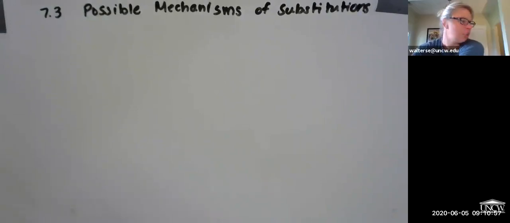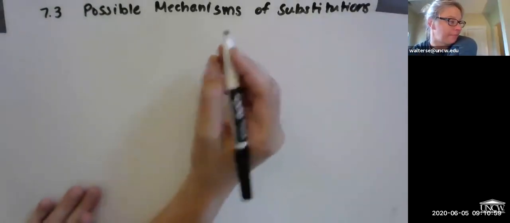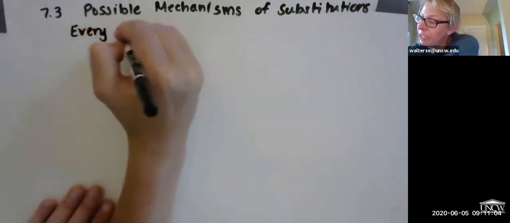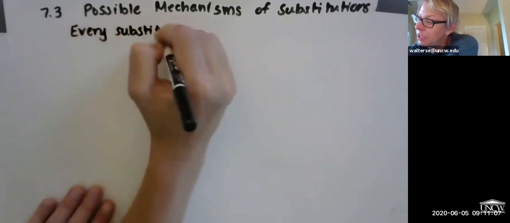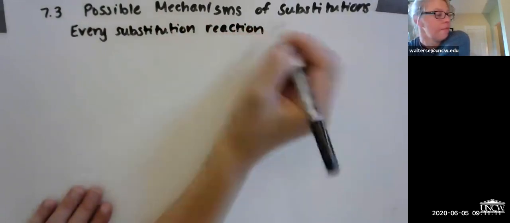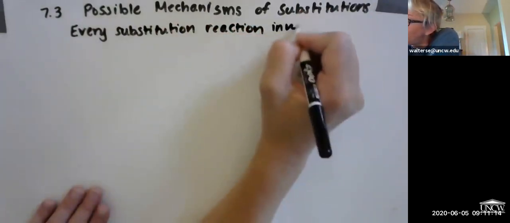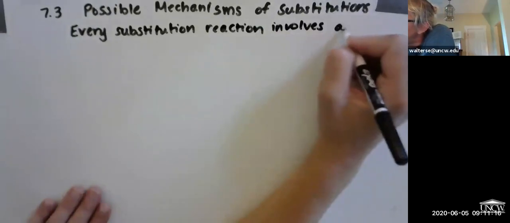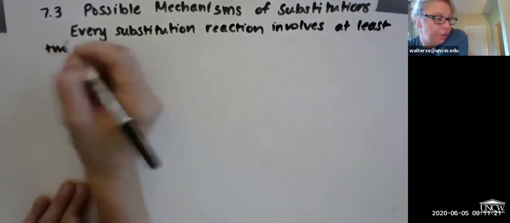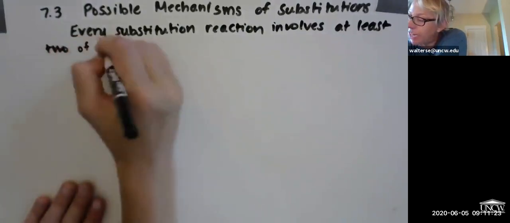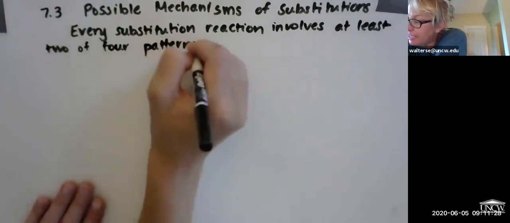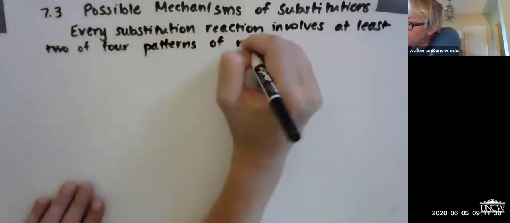Okay. So both types of substitutions. Every substitution reaction involves at least two of the four patterns of reactivity. The patterns of reactivity are from chapter 6.